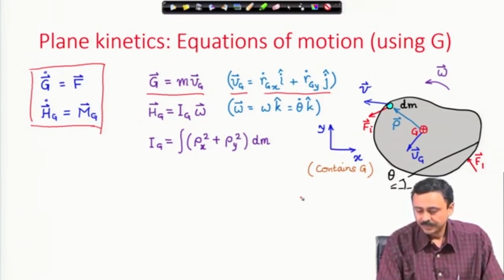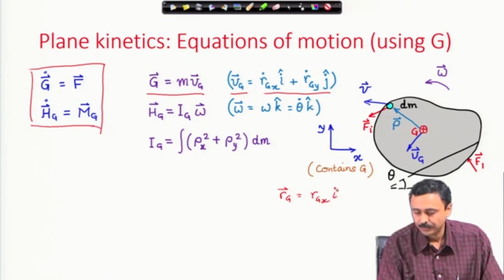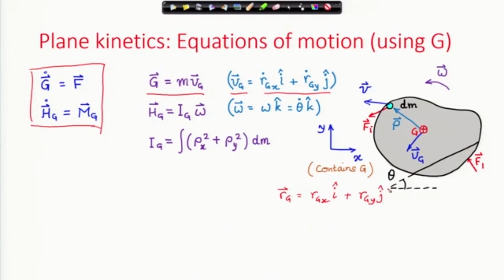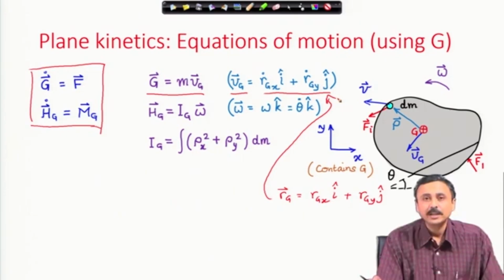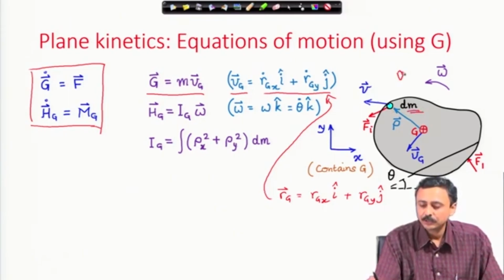Also remember that the location of the center of mass, which is the vector r g, is r g x I cap plus r g y j cap, and from there we have obtained this. Therefore, this requirement that g moves in this x y plane, g is moving in this plane that we are considering, and in case of prismatic bodies, we are discussing prismatic bodies. In prismatic bodies, this mass element can be a prismatic mass element. Therefore, if you take a small mass element, it is going to be a prismatic mass element.